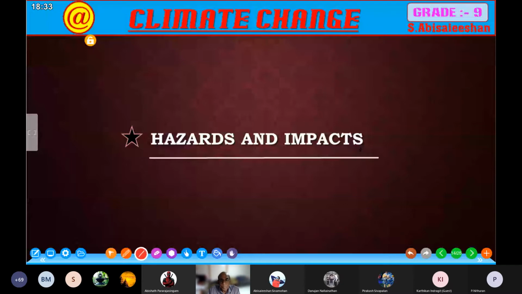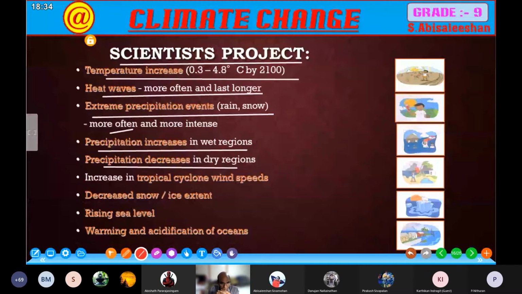Scientists project a temperature increase of 0.3 to 4.8 degrees Celsius by 2100. Heat waves will happen more often and last longer. Extreme precipitation events, rain and snow, will be more frequent and more intense. Precipitation will increase in wet regions and decrease in dry regions, with an increase in tropical cyclone wind speeds, decrease in snow and ice extent, rise in sea level, and warming and acidification of oceans.